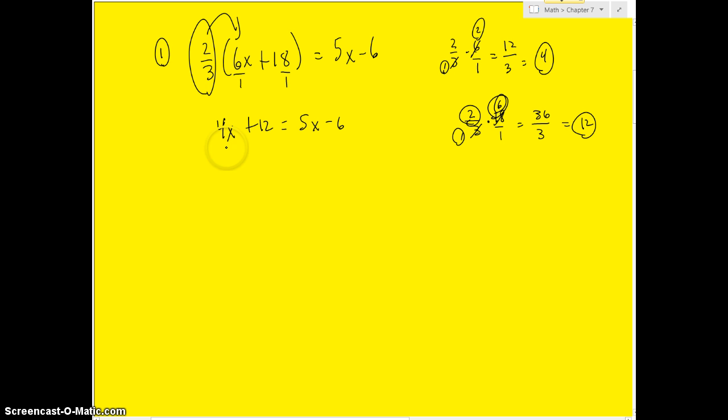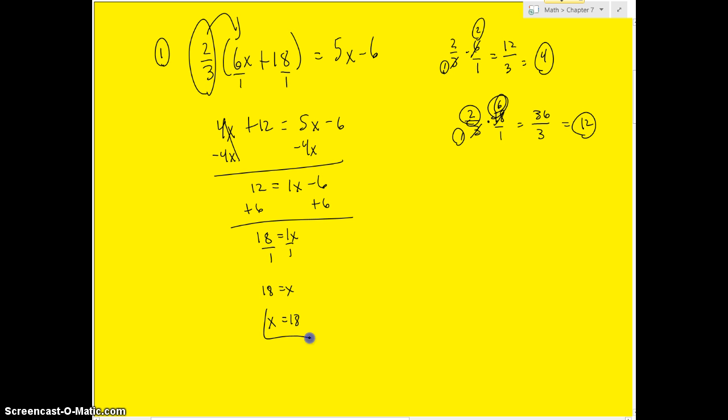We'll collect our variable terms. I'm going to subtract 4x from both sides. That leaves me with 12 equals 1x minus 6. Then I'm going to get rid of my constant terms. I'm going to add 6 to both sides. 18 equals 1x divided by 1. 18 equals x, or x equals 18.